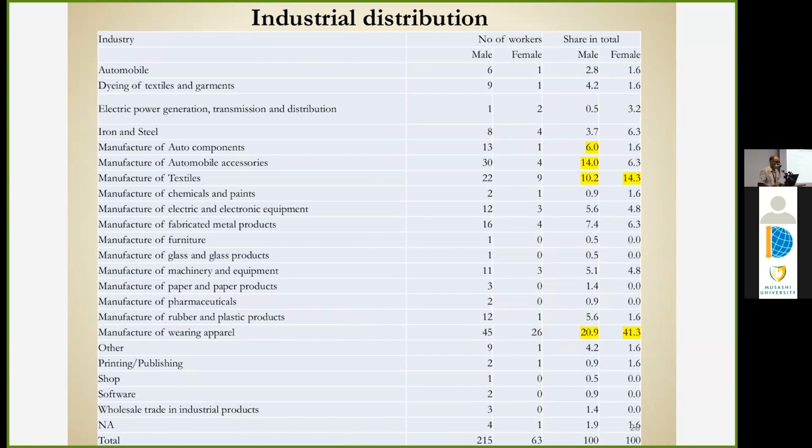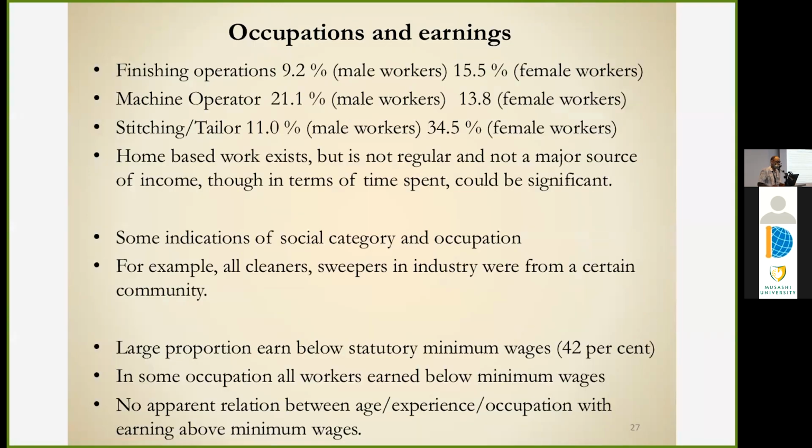These are regular big factories. We are not talking about small workshops. In terms of operations, finishing operations, stitching, and working on machines was important. We should not get into skilled and unskilled, but the workers learned the job on the machine at the workplace. It's not from technical training. 42% of our sample did not earn the statutory minimum wages. The statutory minimum wages in India are very low. They are already below subsistence, and 42% of our sample workers did not earn minimum wages.